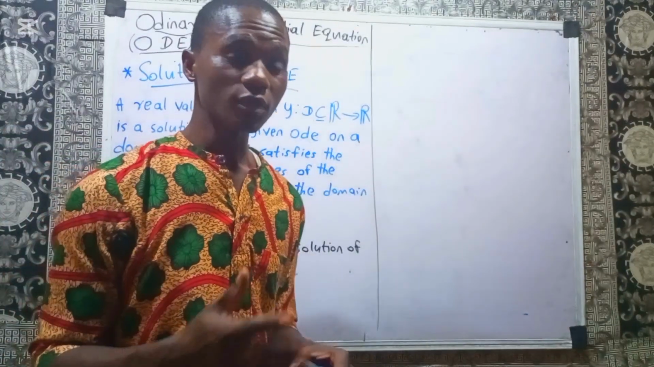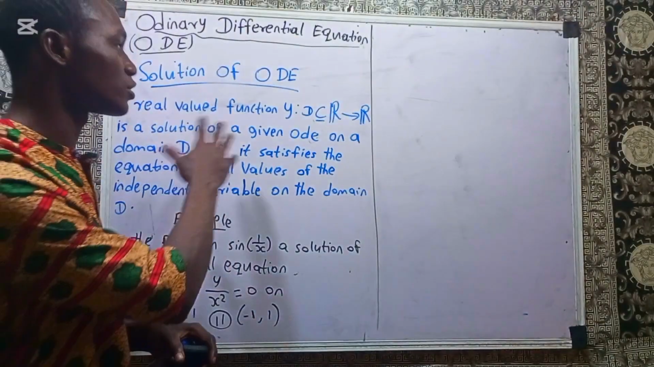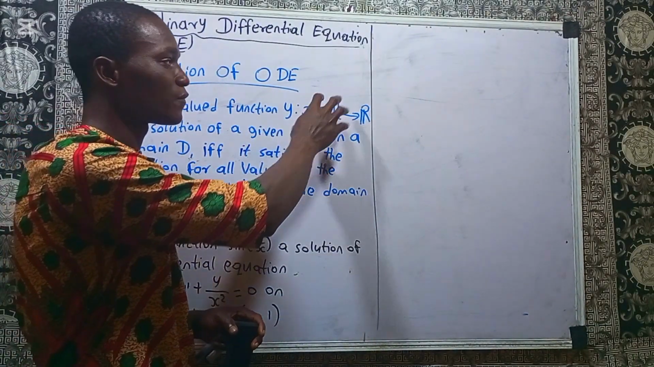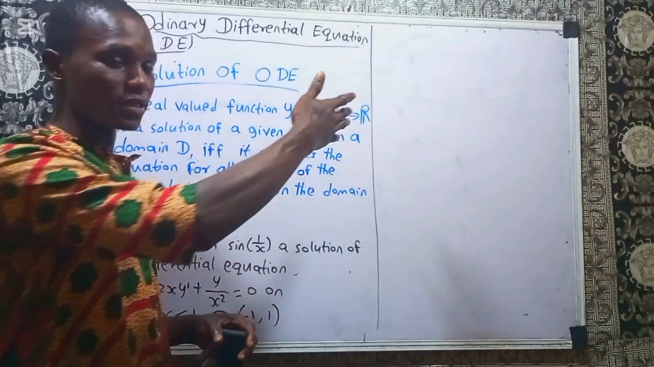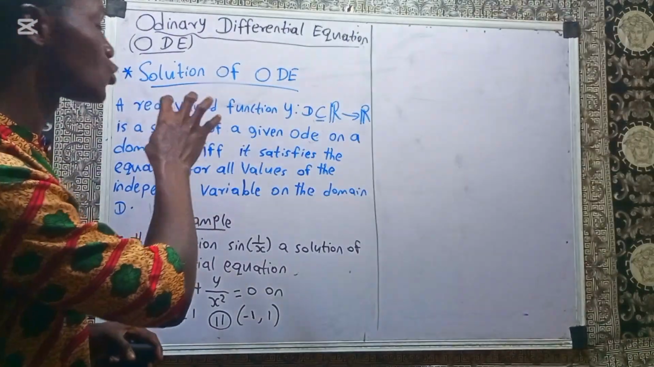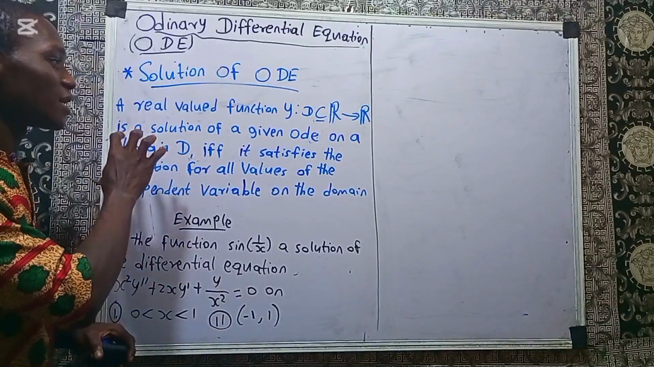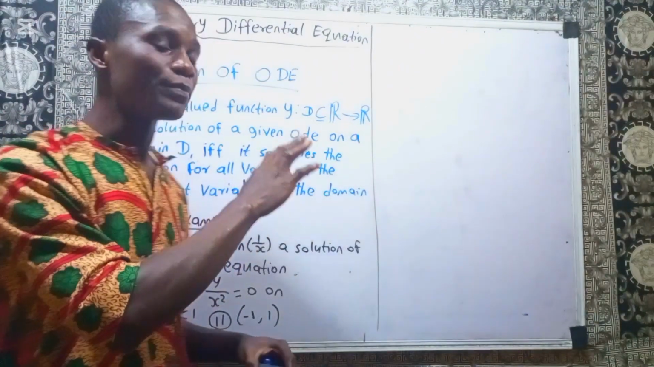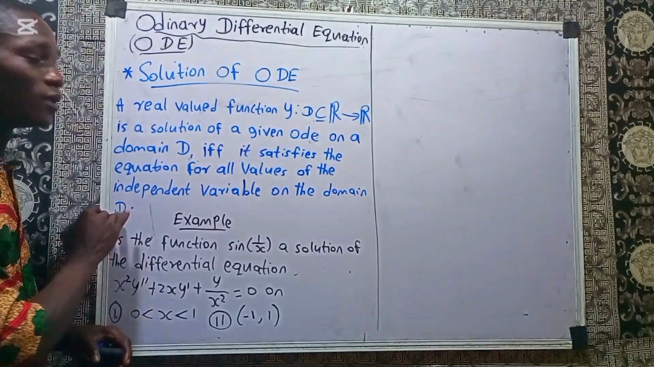Now, a solution to a given ODE is a real valued function, which is defined on a subset of real numbers and whose values are what? Real numbers. So that's why we call it a real valued function. So the solution to a given ODE is a real valued function that will satisfy that given ODE at all points of the independent variable on that domain in which it is defined, D.